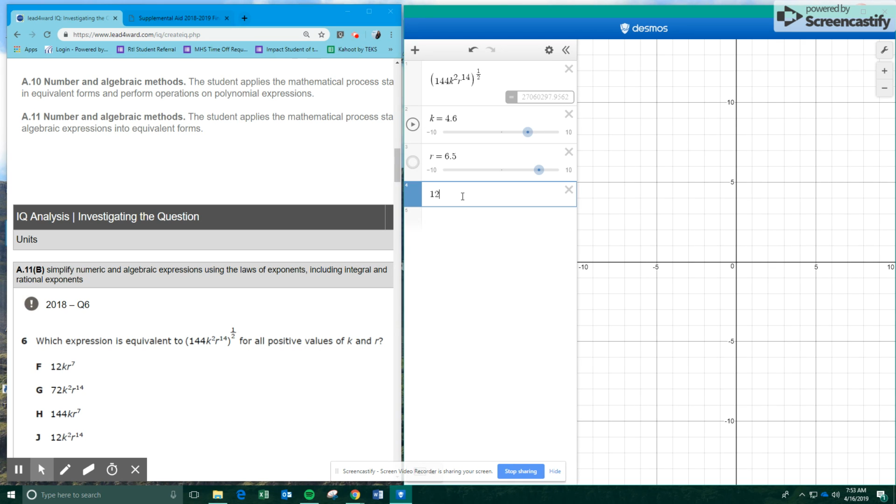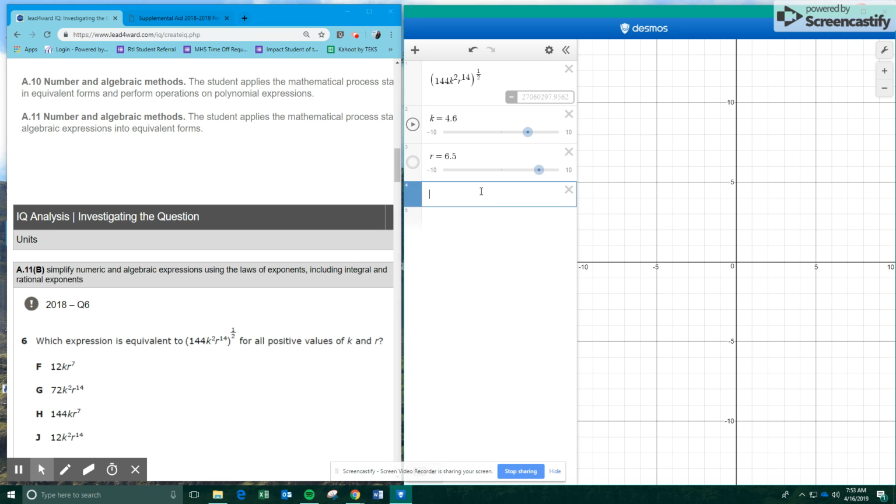Let's try the first answer choice. The first answer choice is 12kr to the 7th power. You see how the evaluated version for the question and the answer is the same. If they're the same, they're equivalent. So right now, I'm pretty sure it's letter F. If that's the one I solved and found when I did this by hand, checking my work just confirms that I'm correct.